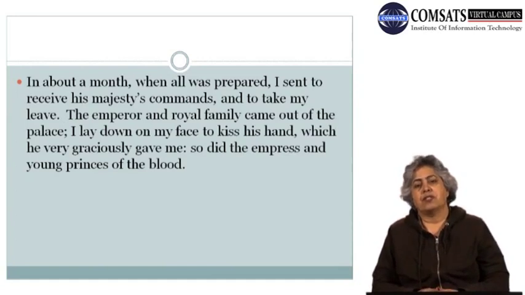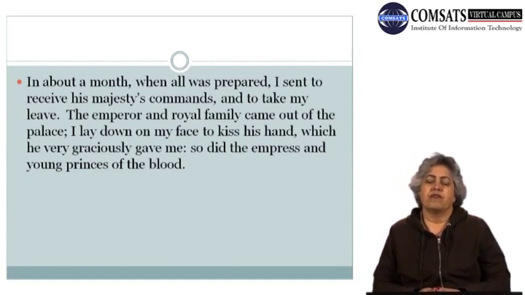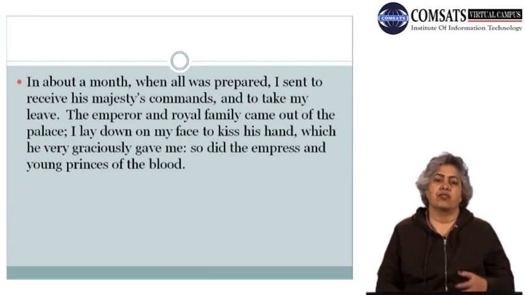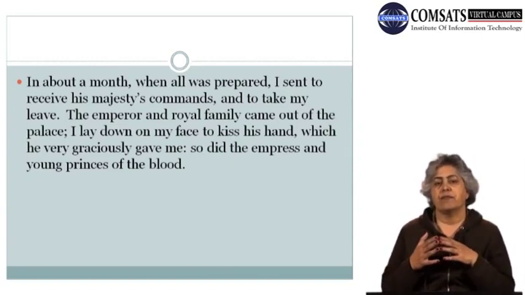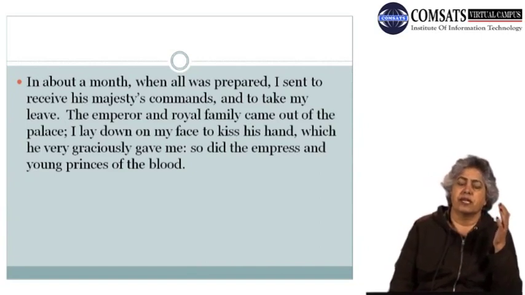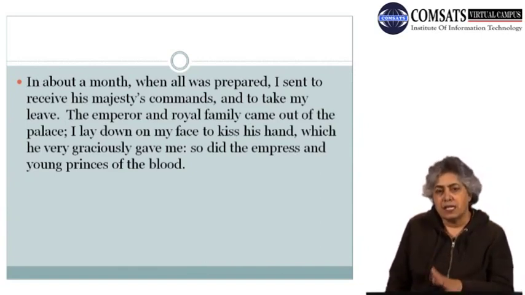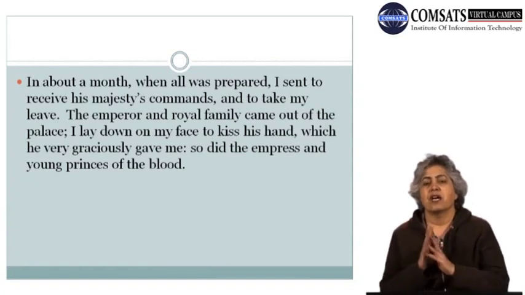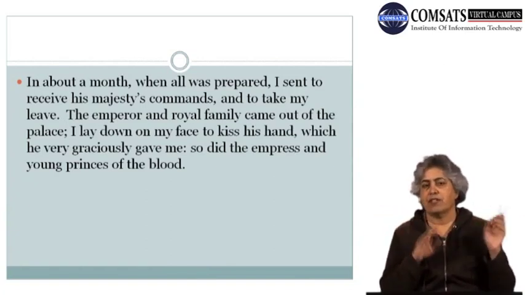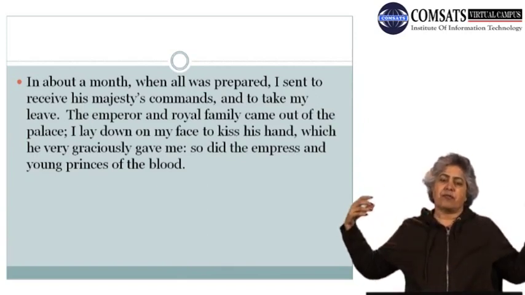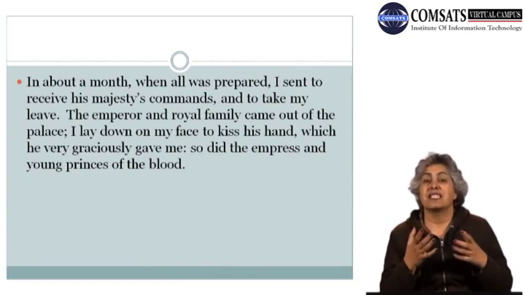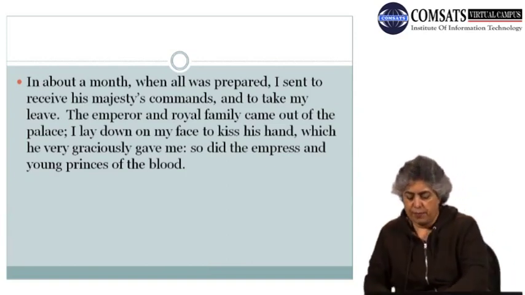So when the day of his departure arrived, the emperor and the royal family came out of the palace. I lay down on my face to kiss his hand, which he very graciously gave me. So did the empress and young princes of the blood. So the ceremony which had been performed in Lilliput is being repeated here at Blefuscu, and what Swift is trying to tell us is that the Blefuscardians are no different from the Lilliputians. They have different names, they live across the channel from each other, but they are essentially speaking the same. There's no difference between them.